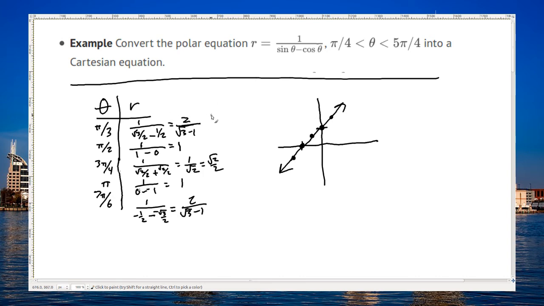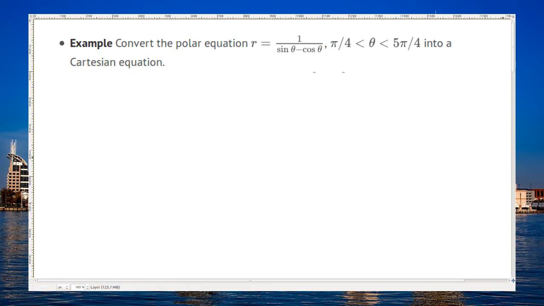All right, but in order to know that it was a straight line, I had to plot some pretty difficult lengths here. So this is not really the best method for graphing this particular polar curve. This is why the question suggests that you convert it to a Cartesian equation. Okay, so that's all well and good. Let's start from scratch and do the actual problem, which says convert it to a Cartesian equation.